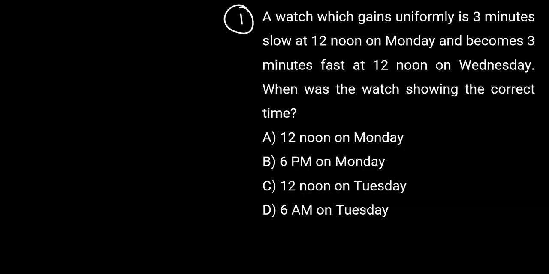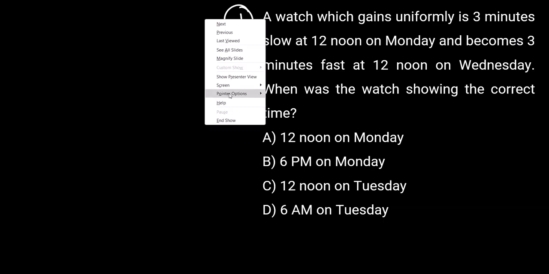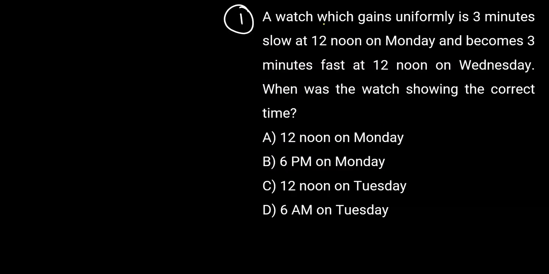A watch which gains uniformly. Guys, listen. That first statement, a watch which gains uniformly, means your watch is a fast watch. The nature of your watch is fast. Let us say you put it slow also. After some time, it will go fast, because the nature is what? How do I know, sir? First statement: a watch which gains uniformly. It is gain. Gain means fast. Loss means slow. It is a fast-moving watch. You know already the watch is fast.